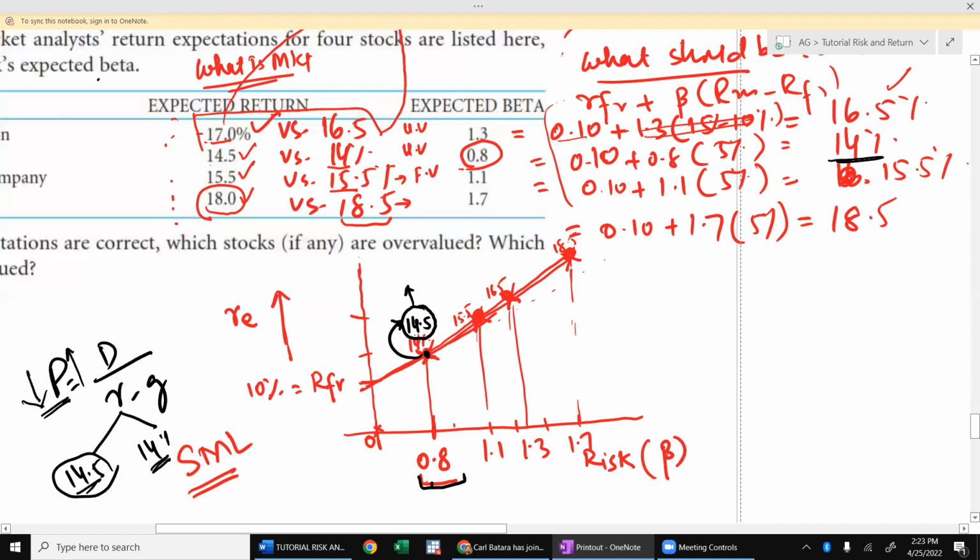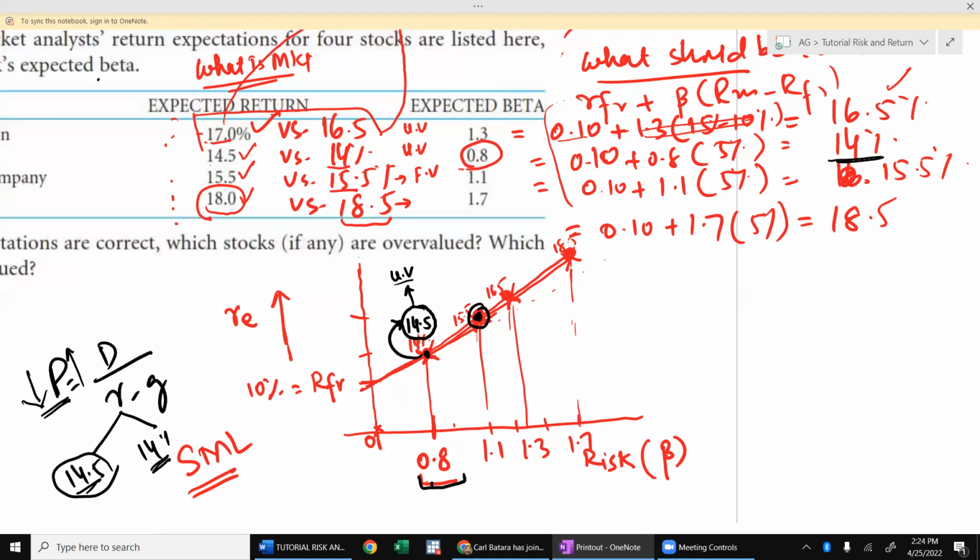If you use this 14.5% and the CAPM rate, which one will give you the lowest price? This one. So if we use 14.5, the price will be lower, so it means underpriced. If you use 14%, it will give you the highest price. So don't get confused if you are writing the rate above this line. It will not make it overvalued, it will make it undervalued, because undervalued means the price is lower than what CAPM is suggesting.